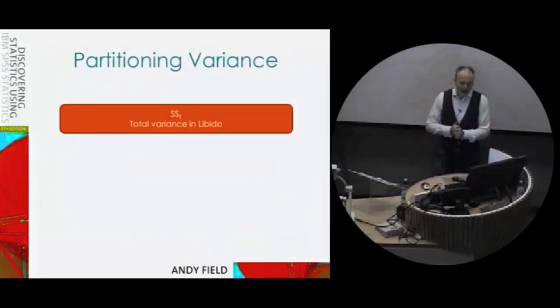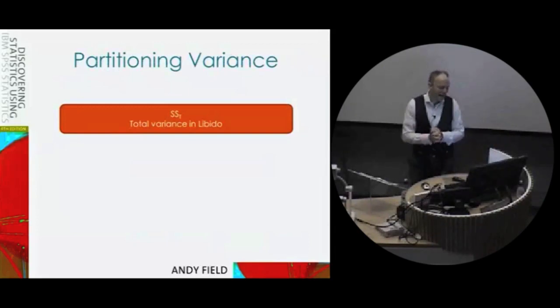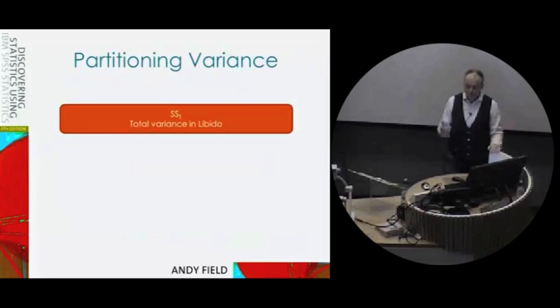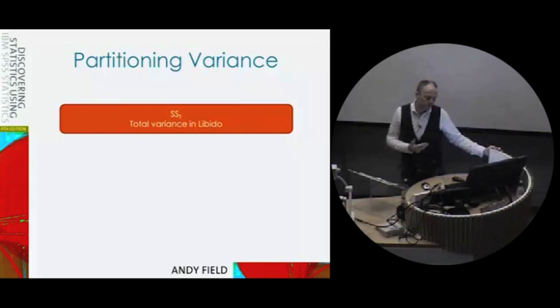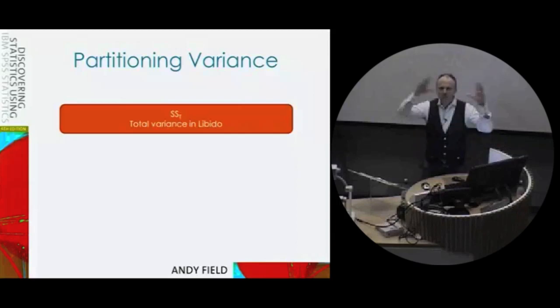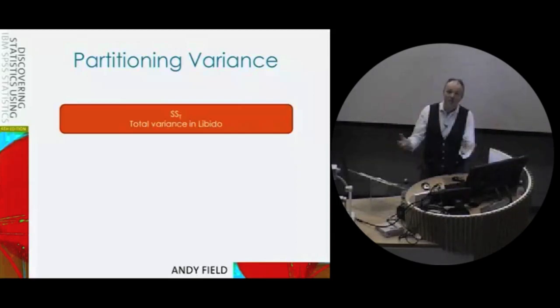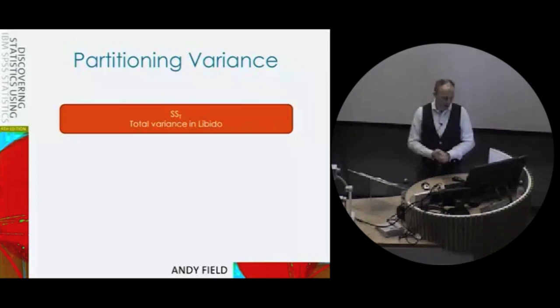So if we have a look at an example, remember the example from last week was looking at levels of libido, and what we had was we systematically manipulated how much Viagra different groups of people got, and our outcome measure was their libido. So we've got this variability in libido. We've already looked at this before. Remember the chocolate bar? That was like variability in libido, and we slice it up.